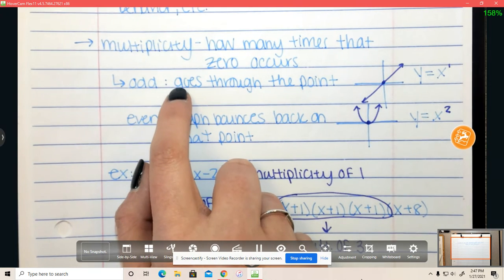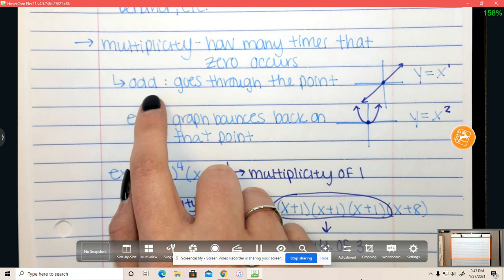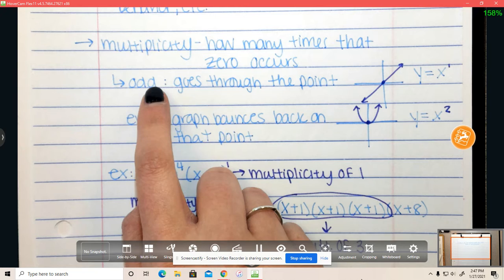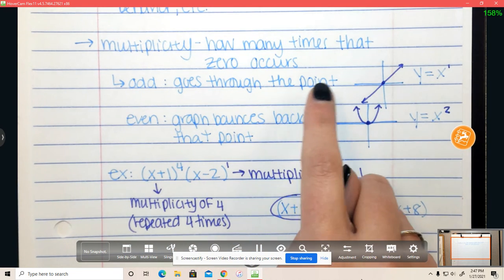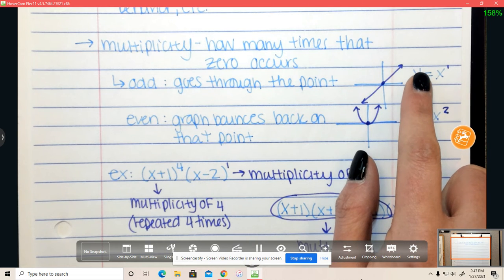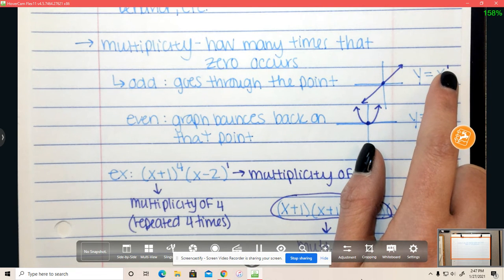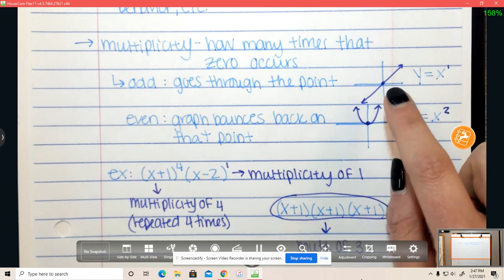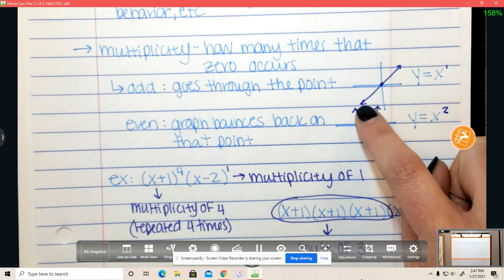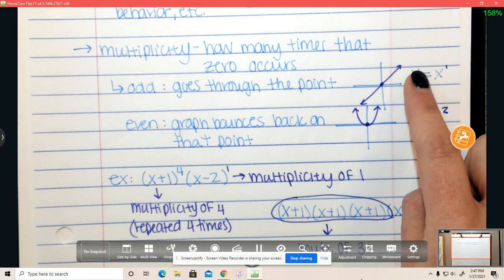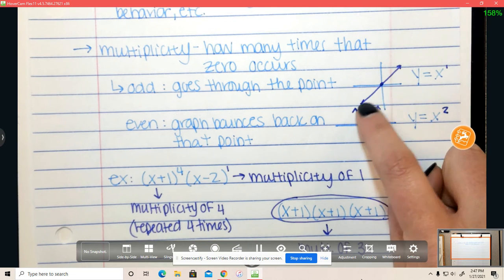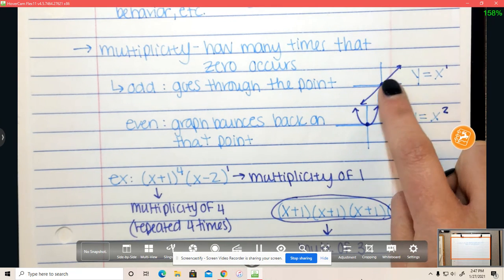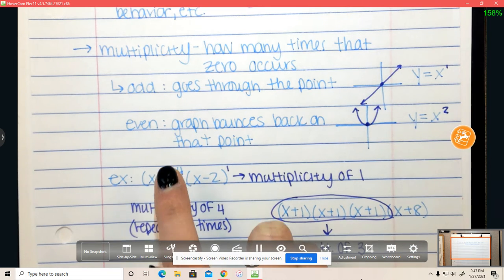If it's an odd multiplicity, so an exponent of 1, 3, 5, 7, 9, etc., that means that the graph goes through that x-intercept or through that zero. And here's a good example. y equals x to the first, all right, that's a linear equation. The line goes through the origin. That x-intercept is at 0, so that multiplicity of 1 is odd. It goes through the point.